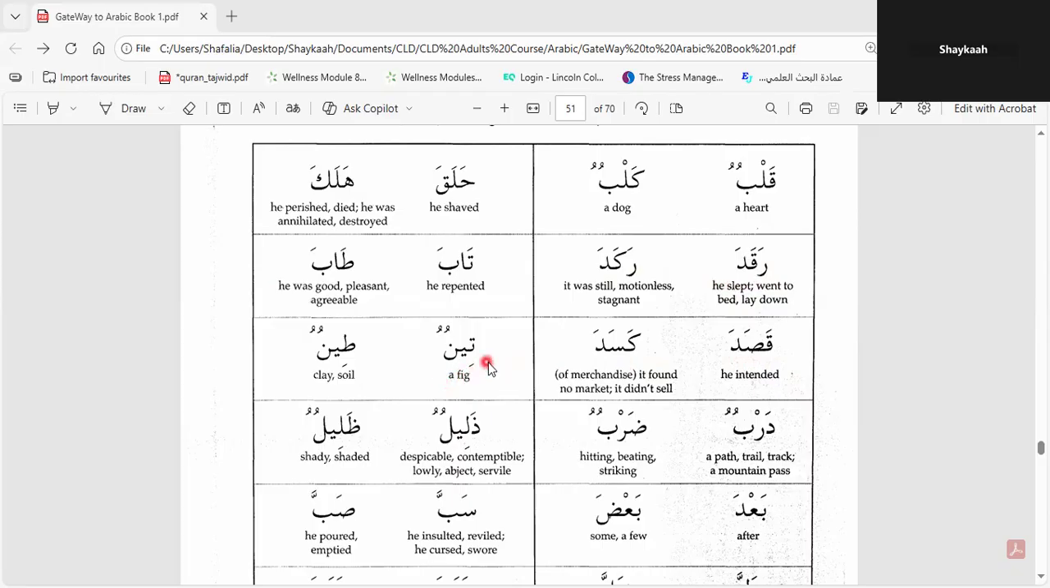Tinun, tinun. Remember, this is a mad because the ya has nothing on it, and it is preceded by a kasra, a matching word. Tinun, ta, tinun. This is tinun, and this is tinun. Darbun, darbun, dar, darbun, da, darbun.